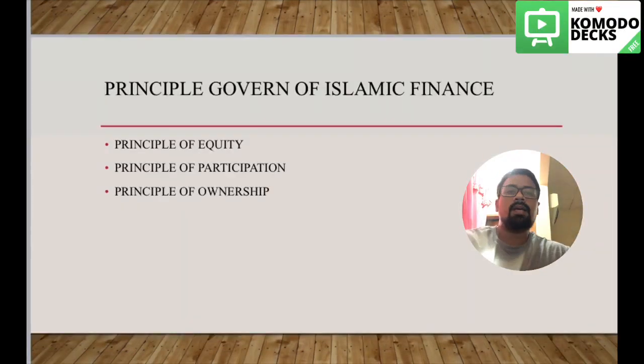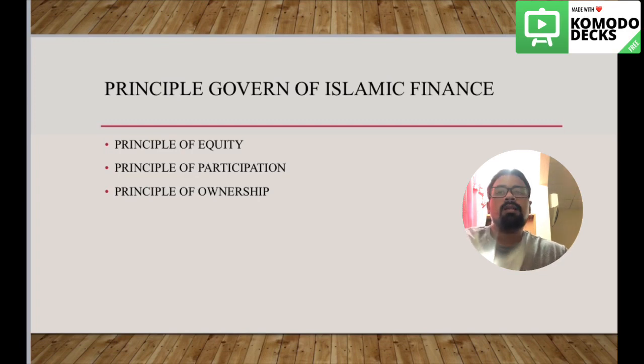We move to the next slide, which is the principles governing Islamic finance. There are 3 principles. There is principle of equity, principle of participation, and principle of ownership. I will be explaining the principle of equity. Scholars generally invoke this principle as the rationale for the prohibition of predetermined payment, that is riba, with a view to protecting the weaker contracting party in a financial transaction.